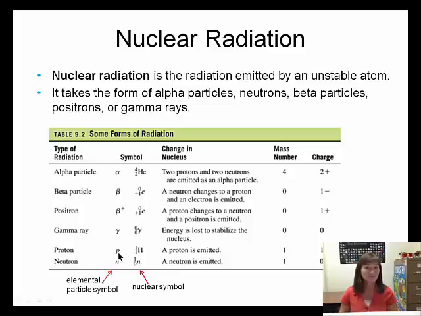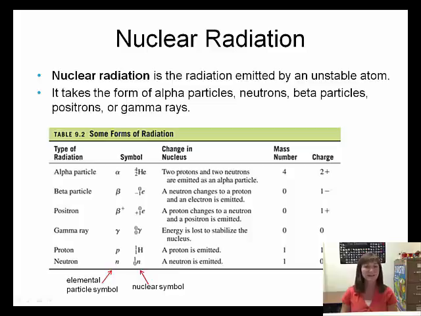Proton, we're already familiar with. The symbol is a lowercase p. If we're talking about it as a nuclear symbol, we give it the hydrogen nucleus, where it has 1 proton and the mass number is 1 because it doesn't have any neutrons. So it's just a proton being emitted from the nucleus.